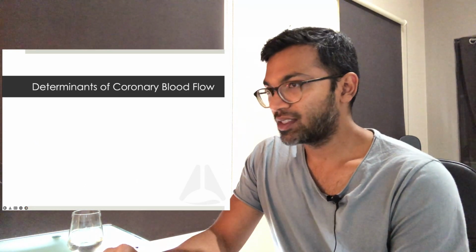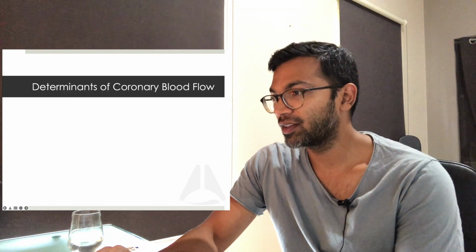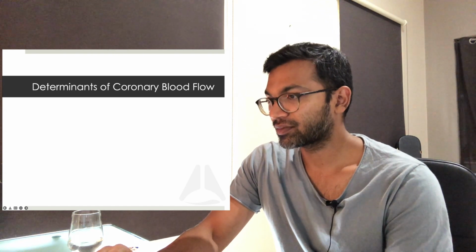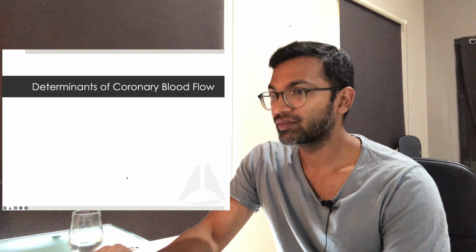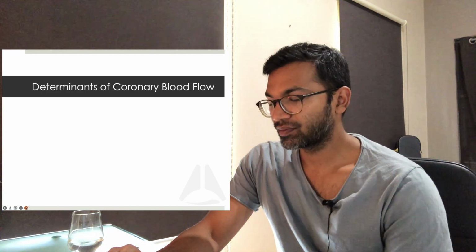Take 30 seconds, and what are the determinants, do you reckon, of coronary blood flow? So I guess you can look at coronary blood flow as blood pressure affecting it. So the time of diastole would be a good one.